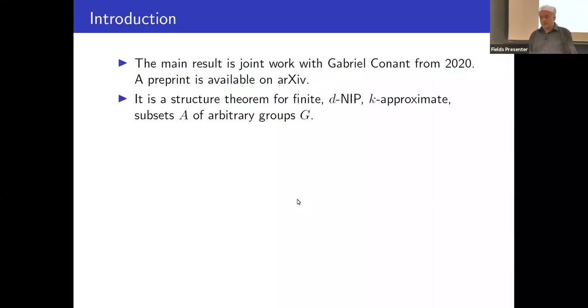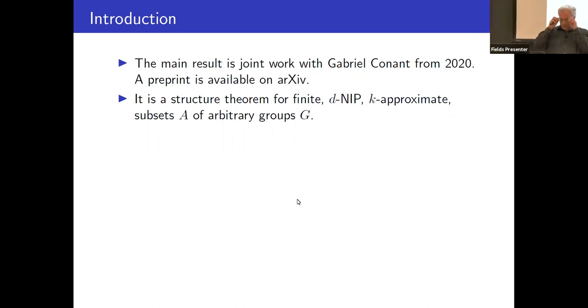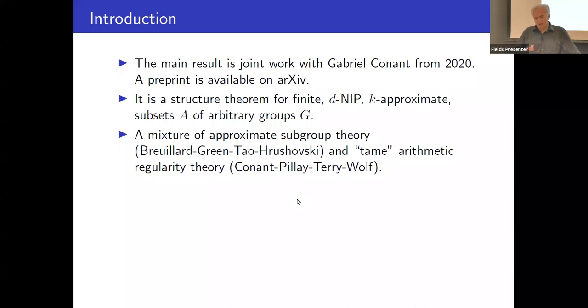So this is what it's about. It's about a structure theorem for finite DNIP, K approximate subsets A of arbitrary groups. That's just the words, and we'll explain things a bit later. So this is a mixture of approximate subgroup theory, Breuillard, Green, Tao, Hrushovsky, and what we call tame arithmetic regularity theory, which recently has been worked on by Gabe Conant, myself, Caroline Terry, and Julia Wolf.